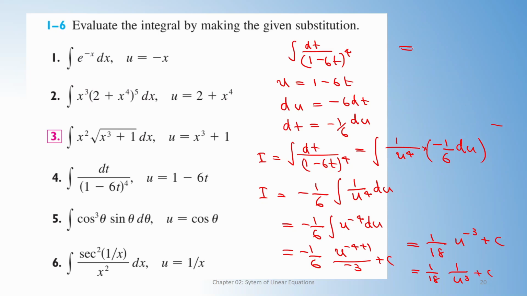Here you have 1 over 18, over u is 1 minus 6u to the power 3 plus integral constant. Okay, that's how you obtain the integral.